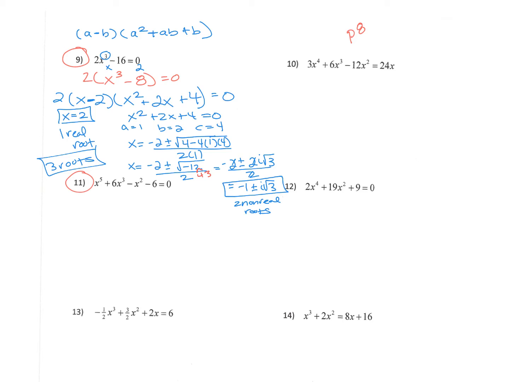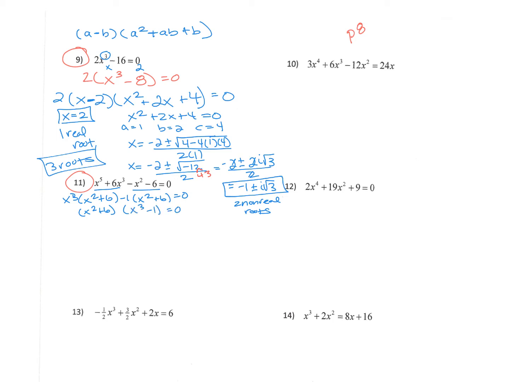So let's take a look at number 11. Number 11 has 4 terms. So 4 terms means I'm going to try factor by grouping, and I'm going to see if it works. When I look at the first 2, it looks like I can take an x cubed out, and I get x squared plus 6. Minus, looks like I have to take out a negative 1, so I get the same x squared plus 6.